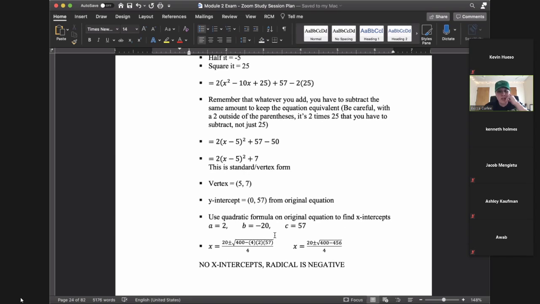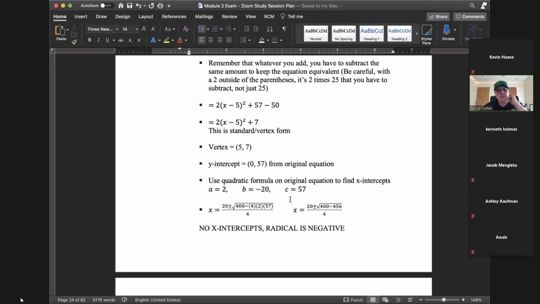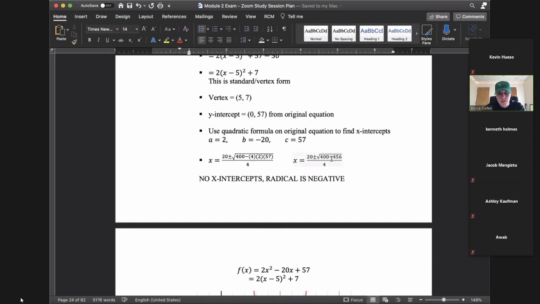So then we use the quadratic formula on the original equation to find the x-intercepts. A equals 2, b equals negative 20, c equals 57. So you plug it all in here. X equals negative b plus and minus the square root of b to the second minus 4ac all over 2a. Hopefully everybody has that memorized pretty well from other classes. And then we notice that after multiplying all this out, there are no x-intercepts because the radical is negative.